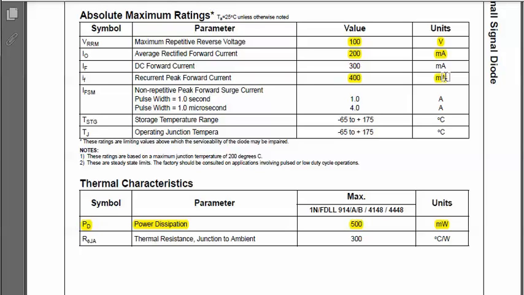You want to stay below those. If you're looking at just pushing a lot of current through the diode in a non-repetitive way, then you could go as high as 4 amps if it was limited to 1 microsecond.